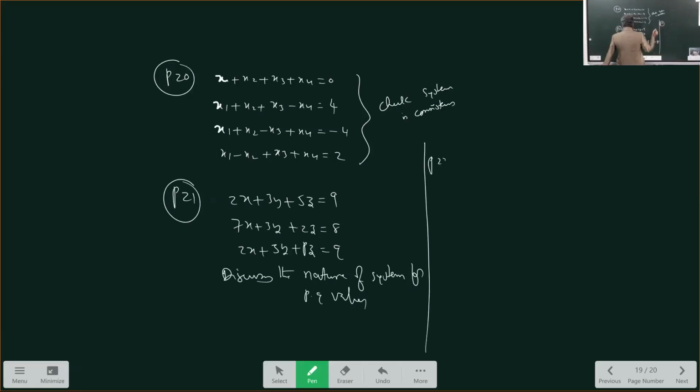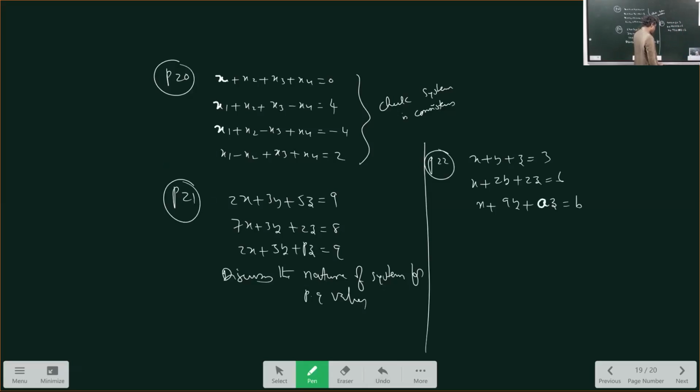P22. Because under this category you can expect the questions. So that's why I'm giving more problems for practice. So x plus y plus z is equal to 3, x plus 2y plus 2z is equal to 6, x plus 9y plus az is equal to b. This is not 9z, this is az is equal to b.